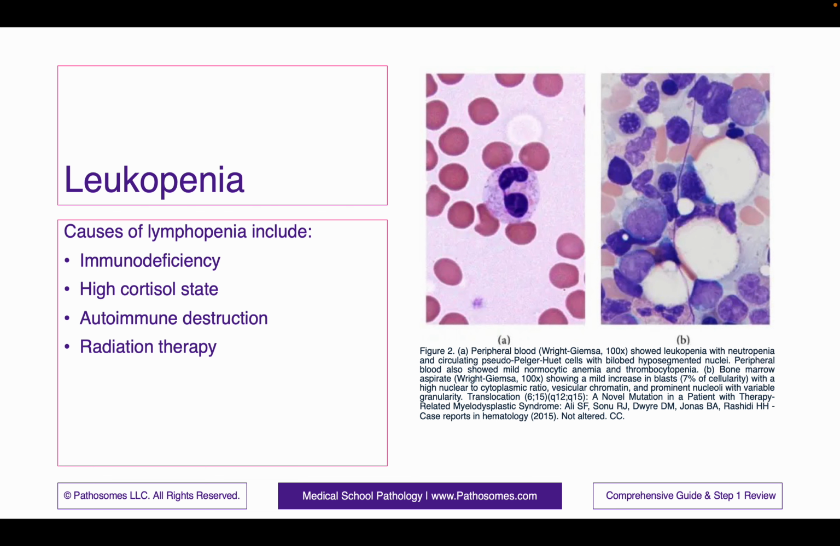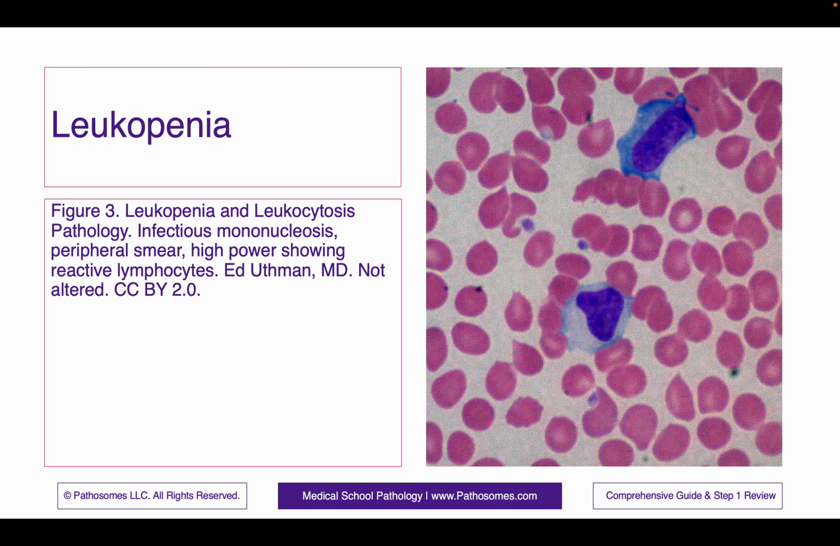Autoimmune destruction can cause leukopenia, and radiation therapy can as well. Wow, look at those activated T lymphocytes. This patient must have mono.